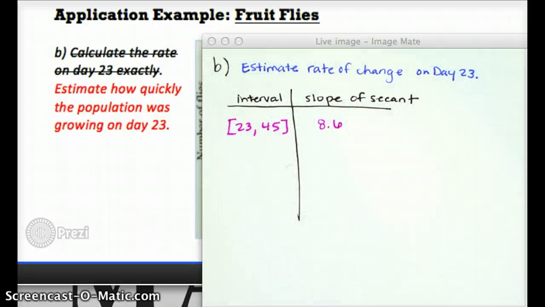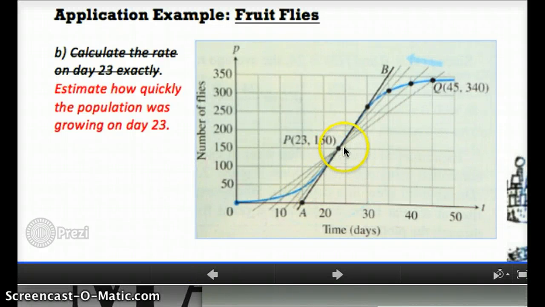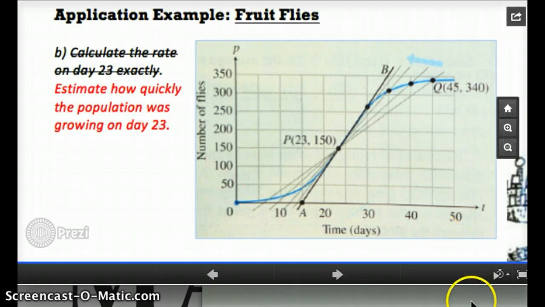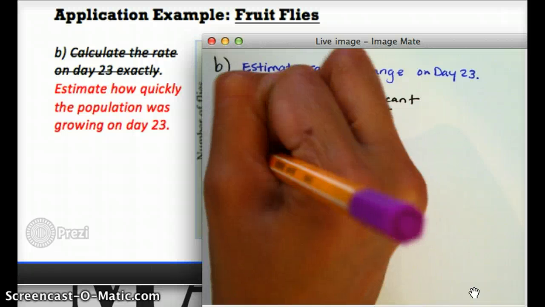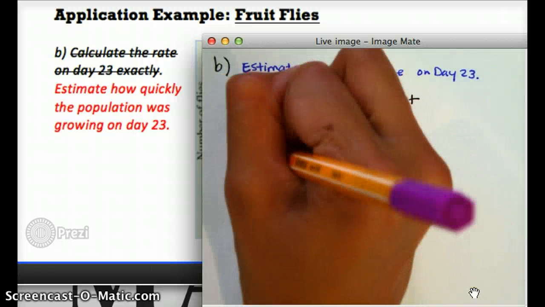Well, if we wanted to get a more accurate slope, because we know that 8.6 is the slope of this line out here, which isn't really very close to the instant slope, we would pick a new y2 and x2 that was a little bit closer to our original point. So I'm going to pick the point at 40, and I'm going to estimate that the y value here is approximately 330. When I do that, I can calculate a new slope for the interval from 23 to 40.